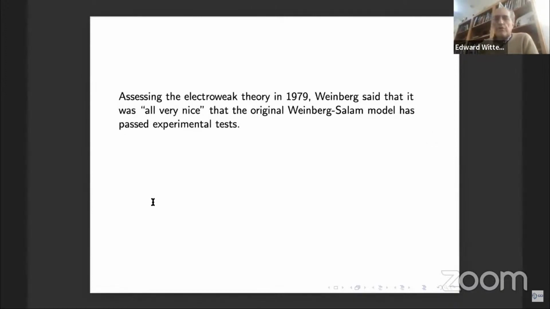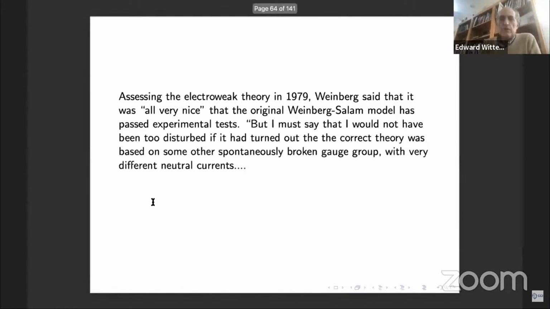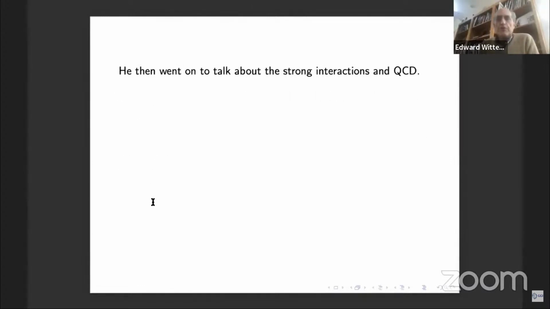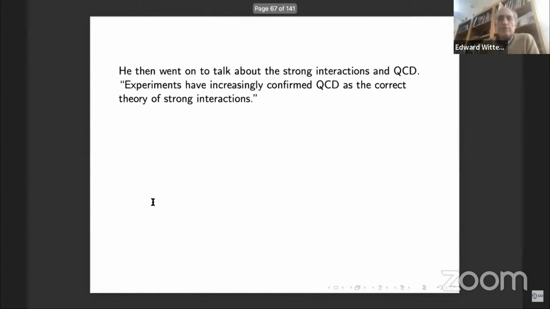Assessing the electroweak theory in his Nobel Prize speech, Weinberg says it's all very nice that the original model has passed experimental tests, but he would not have been too disturbed if it had turned out that the correct theory was a different one based on the same ideas. The important thing was an exact but spontaneously broken gauge symmetry. He then goes on in the lecture to talk about the strong interactions in QCD.